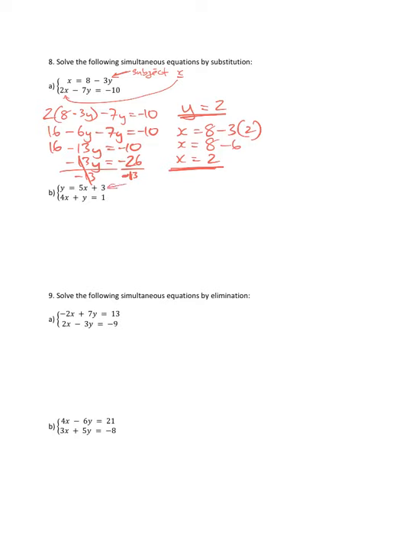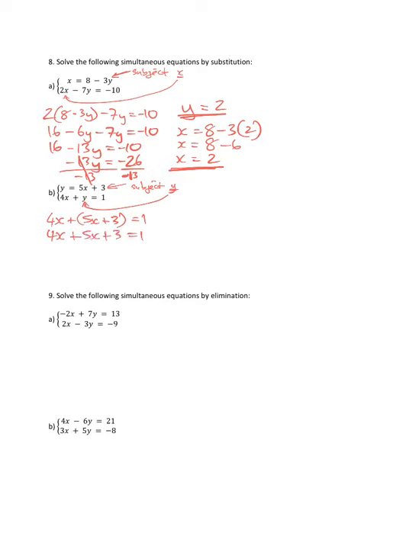Next, the subject is again the top one, but the subject is y this time. It doesn't matter, it just means that you're replacing y in the second equation with whatever the first equation says y is. So 4x plus just one lot of y, whatever y is, which is 5x plus 3, is equal to 1. Look at the brackets. Is there anything I can do? No. So I can remove the brackets.